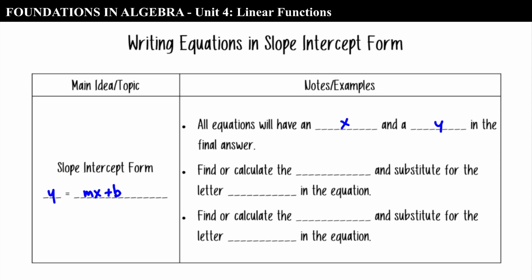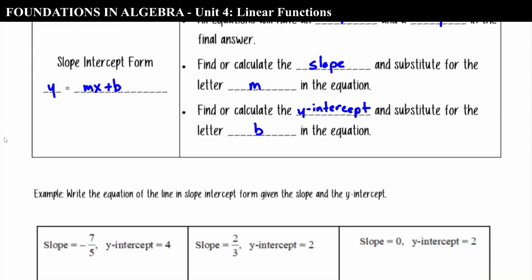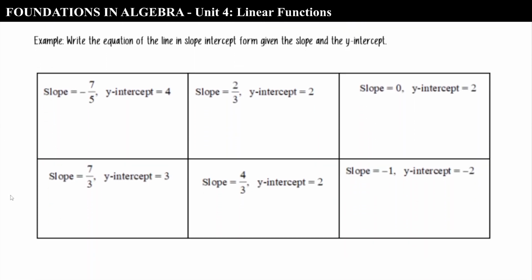So the m will get replaced and the b will get replaced. You're going to find or calculate the slope, and you're going to substitute that for the letter m in the equation. Then you're going to find or calculate the y-intercept, and you will substitute that in for the letter b in the equation. So that's two pieces of information you need. You need the slope and you need the y-intercept. This is why we call it slope-intercept form. So let's do some examples and see how this works.